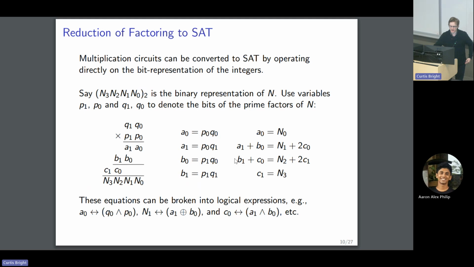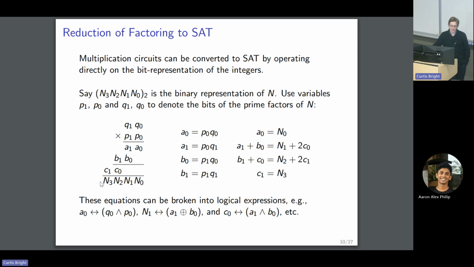So here's how you can do it. Let's say N, the number we want to factor, has 4 bits. In actual practice, it's going to have thousands of bits, right? But let's say it just has 4 bits. And they're N3, N2, N1, and N0. That's the binary representation of N. And let's say the variables P and Q each have 2 bits, right? So P0, P1, Q0, Q1. And then we multiply them together to get N.